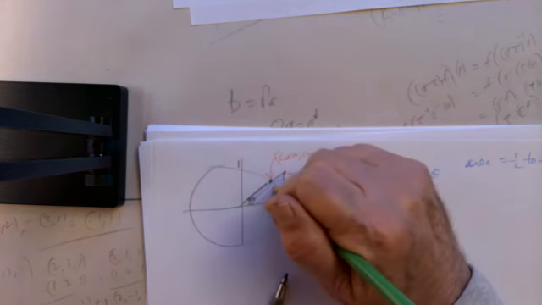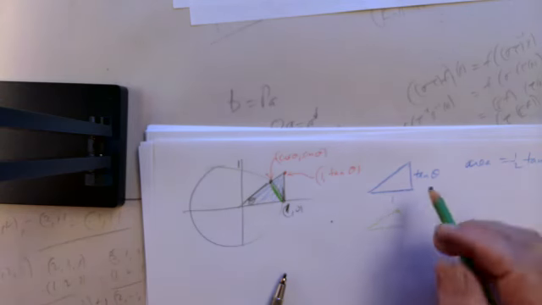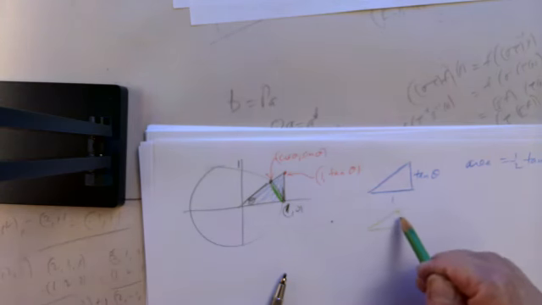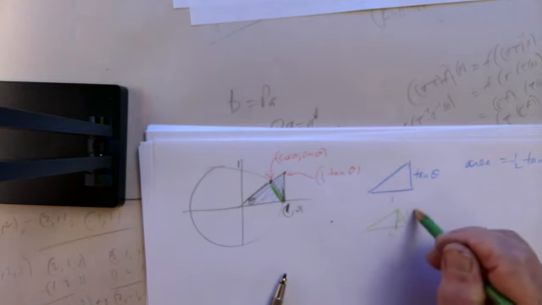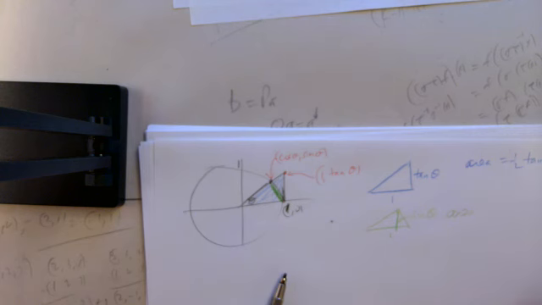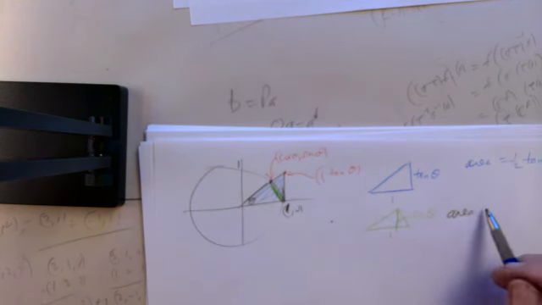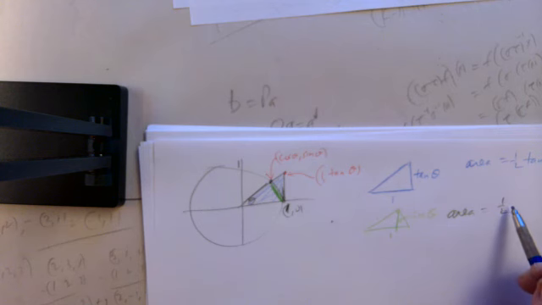I also have this green triangle. The green triangle, the base is still from 0 to 1. This point is cosine theta, sine theta. So the height is sine theta. So the area of this green triangle is a half the base 1 times the height.